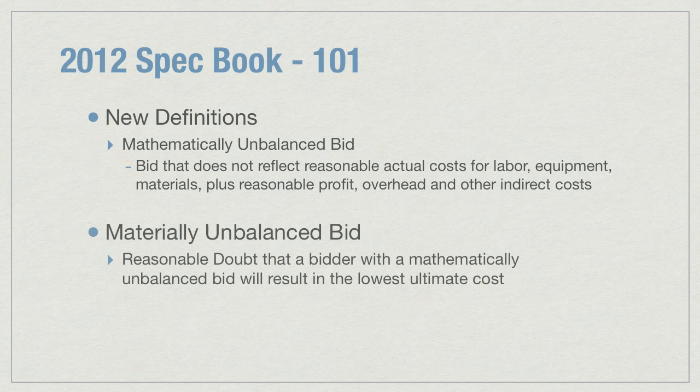Mathematically and materially unbalanced bids are two new definitions in the 2012 Standard Specifications. A mathematically unbalanced bid is a bid that does not reflect reasonable actual costs for labor, equipment, materials, plus reasonable profit, overhead, and other indirect costs. This is sometimes seen in unit prices that are bid at a penny. A materially unbalanced bid is a bid that gives a reasonable doubt that a bidder with a mathematically unbalanced bid will result in the lowest ultimate cost.